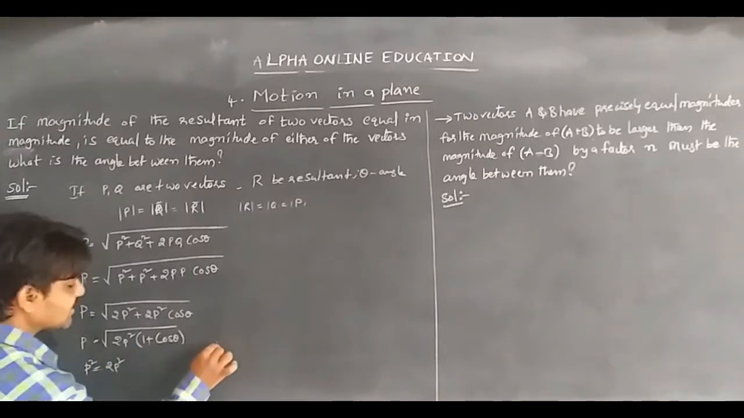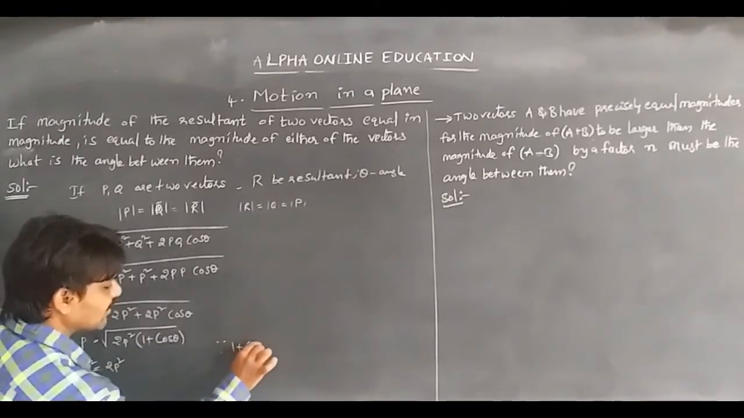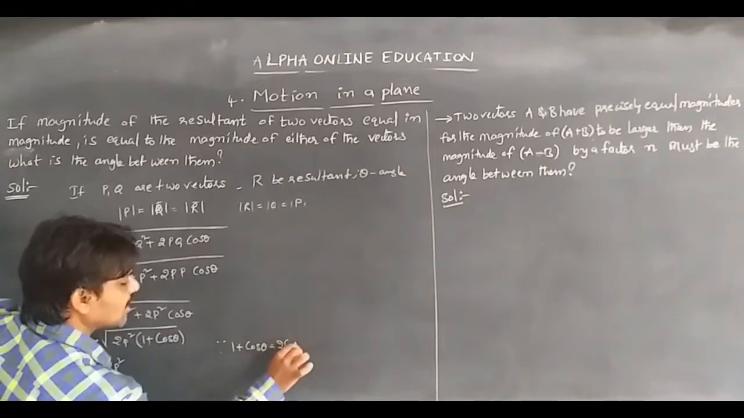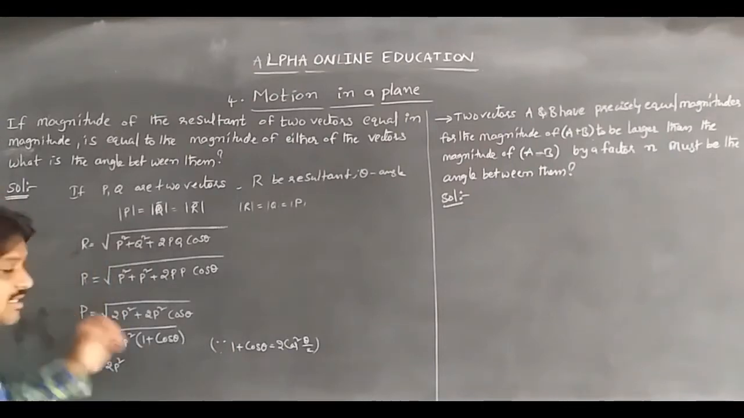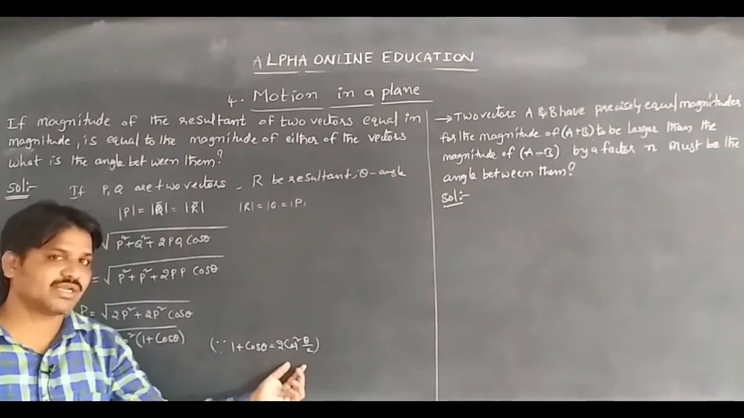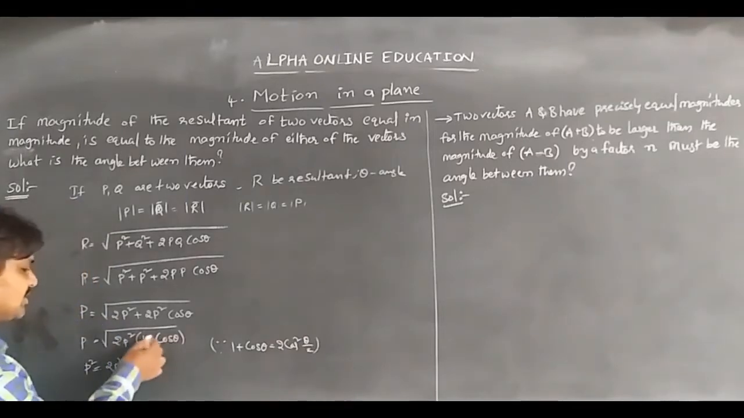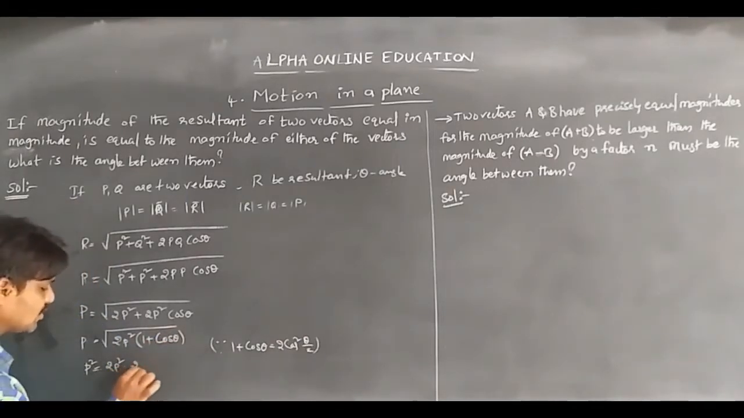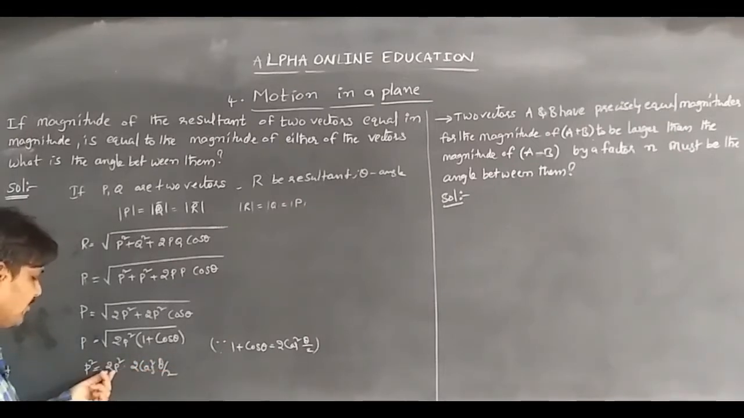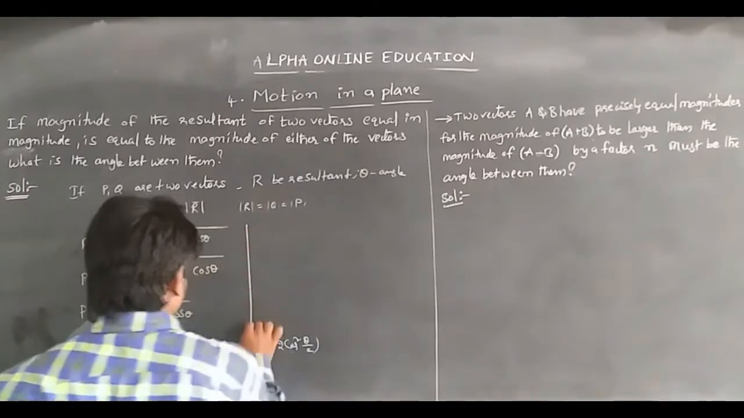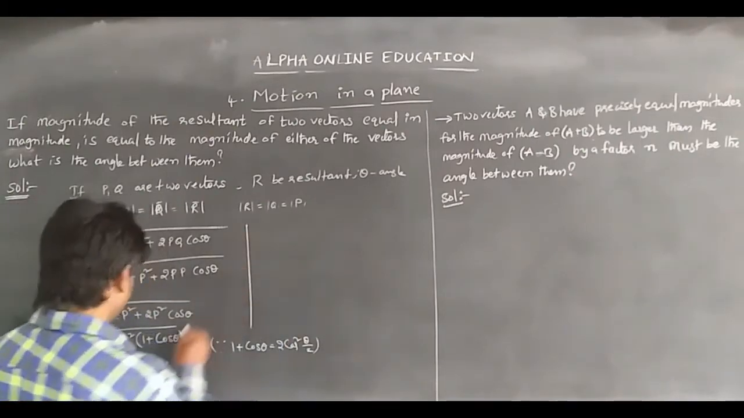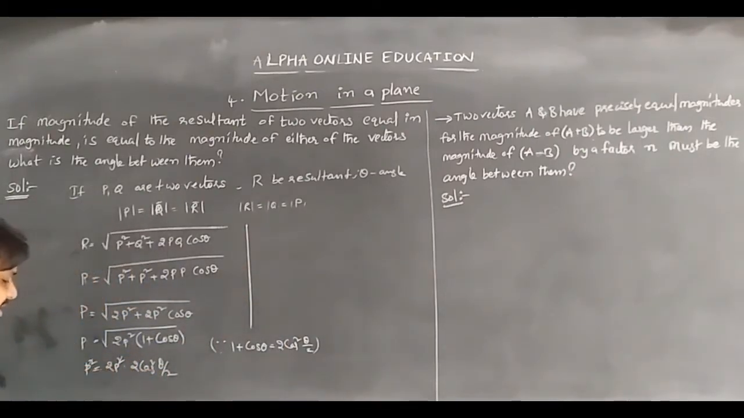Here 1 plus cos theta is equal to 2 cos square theta by 2, which is the mathematical formula. Substituting that formula, we get 2 into 2 cos square theta by 2, so 2 into 2 is 4P square cos square theta by 2. Then P square gets cancelled.